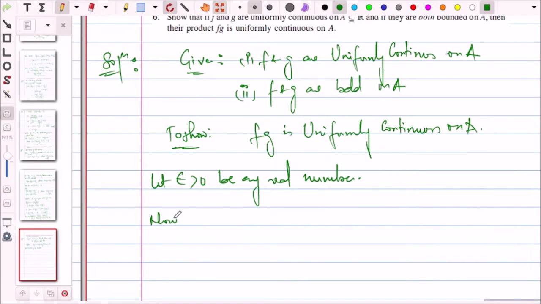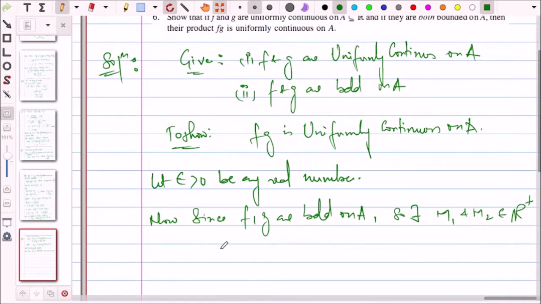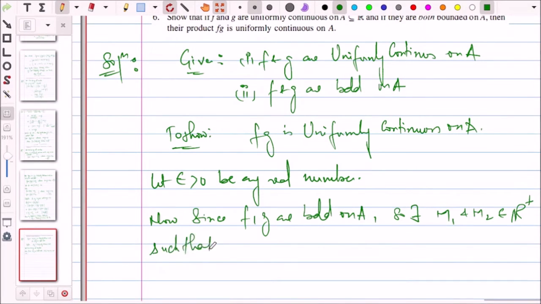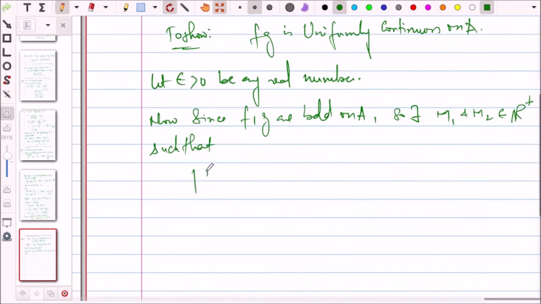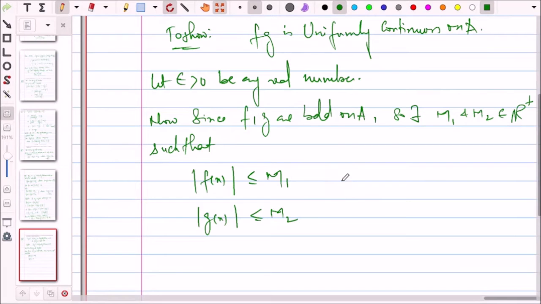Now since f and g are bounded on A, there exist two positive real numbers m1 and m2 such that |f(x)| is less than or equal to m1 and |g(x)| is less than or equal to m2 for all x belonging to A. Mark it as star. So we have found two bounds m1 and m2 corresponding to f and g.